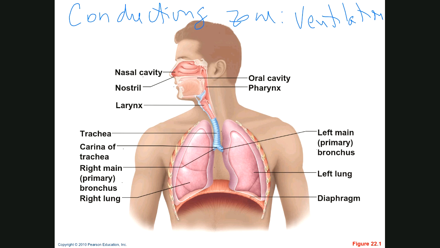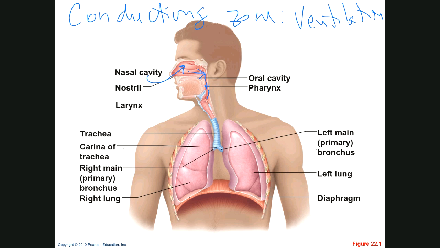Versus the respiratory zone, which is involved in external respiration. So you should be able to name the organs of the conducting zone from the nasal cavity all the way to the end of the conducting zone. Okay, and we'll go ahead and go through that. So air first enters the nasal cavity. From there, it travels to the nasopharynx. From there into the oropharynx and the laryngopharynx. And you should definitely know those three parts of the pharynx.